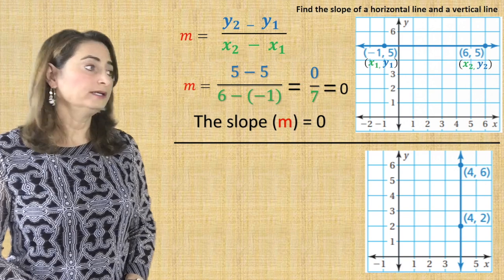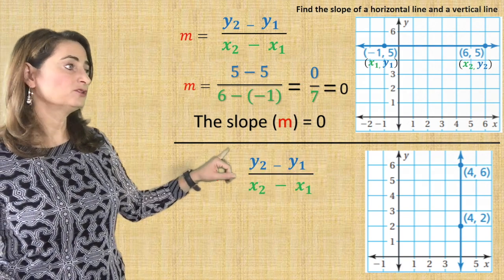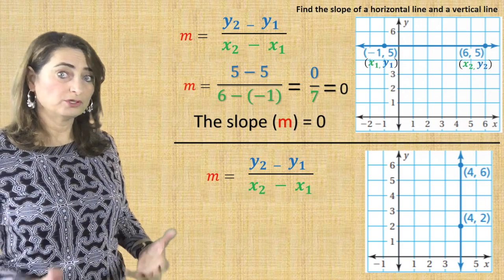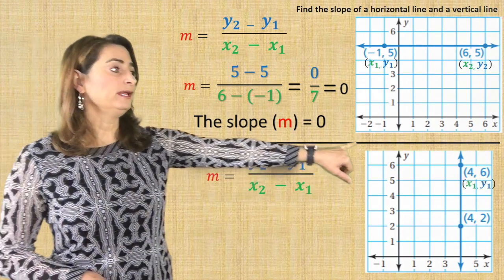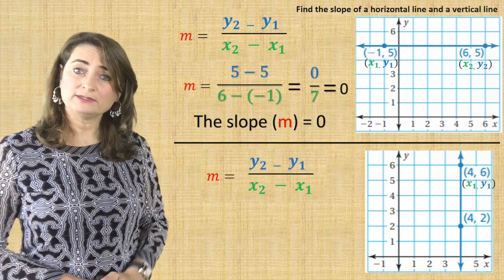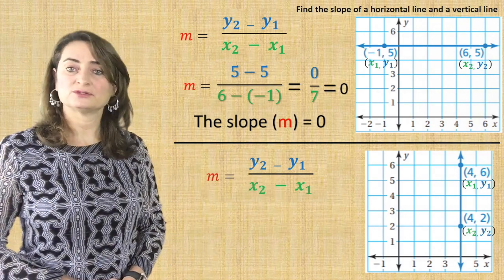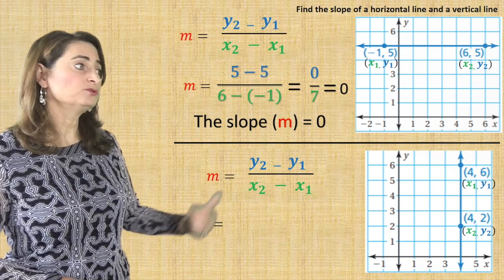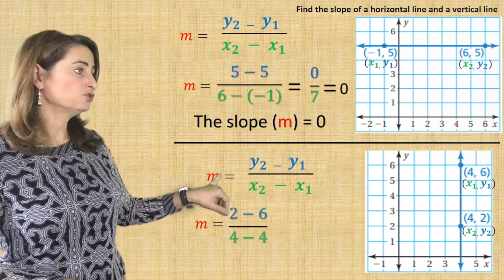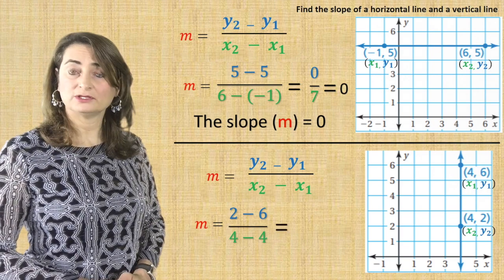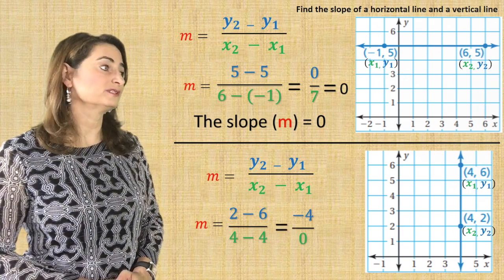For the vertical line, I will also use y2 minus y1 over x2 minus x1. Let's name the points to use them. I will name the point 4, 6 as x1, y1. That's my first point. And the second point, 4, 2, is x2, y2. Now substitute those values in the equation: 2 minus 6 divided by the x, which is 4 minus 4. So you end up with negative 4 over 0.